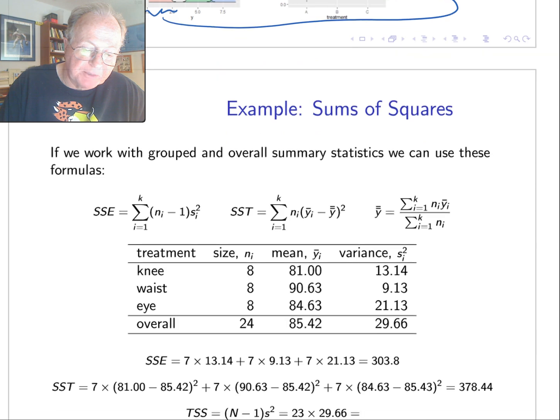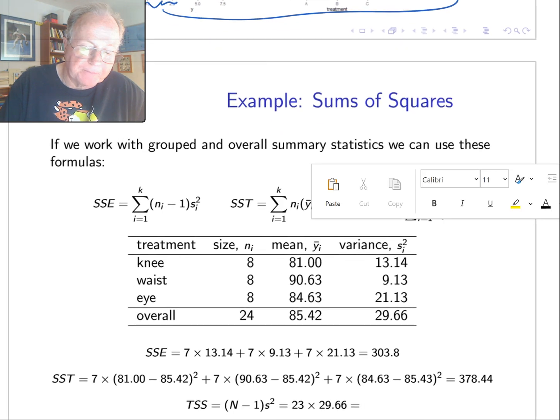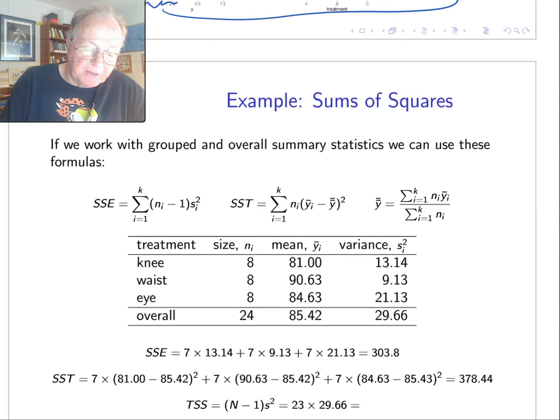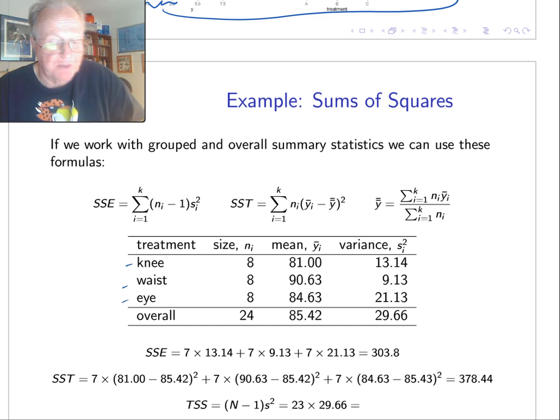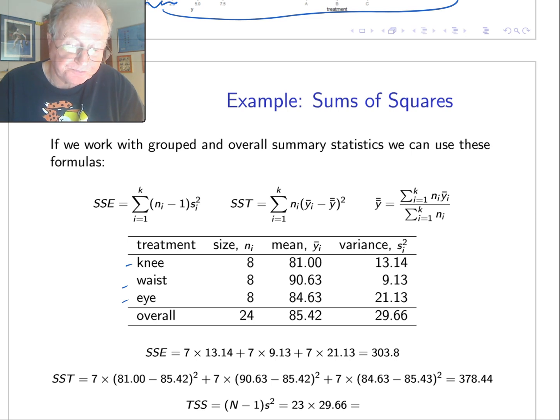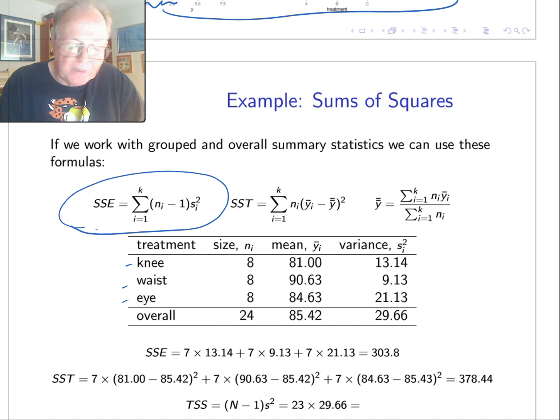Let's look at an example and see how these numbers might work out. So here's an experiment where we have three treatments, knee, waist, and eye. We'll talk about what that experiment is in a future lecture. And here's some summary statistics, group sizes, group means, and group variations. And then we'll look at some quick formulas for figuring out our various sums of squares. This one's probably the most important. We can take the individual group variances, multiply them by their degrees of freedom, add them up, and get the sum of squares for error.